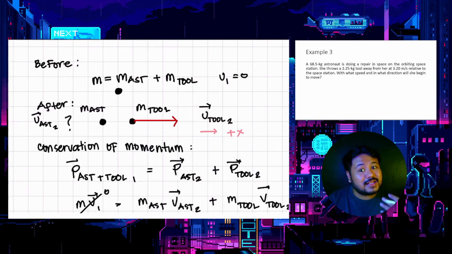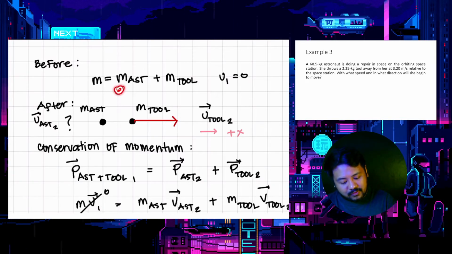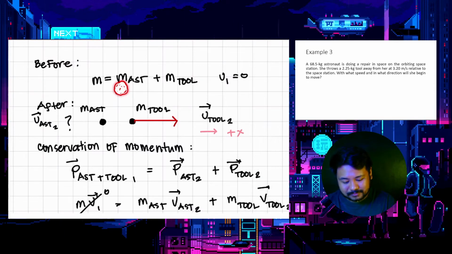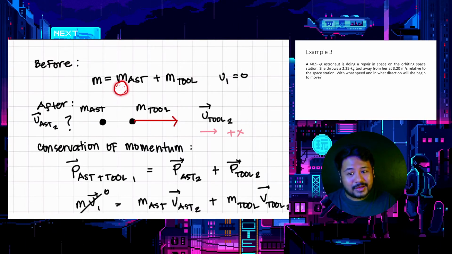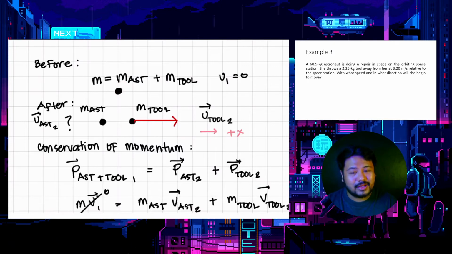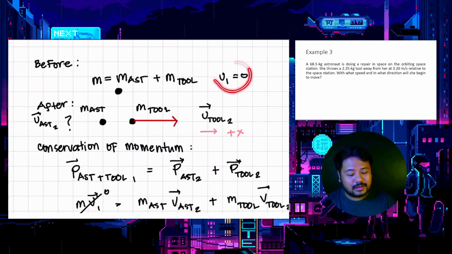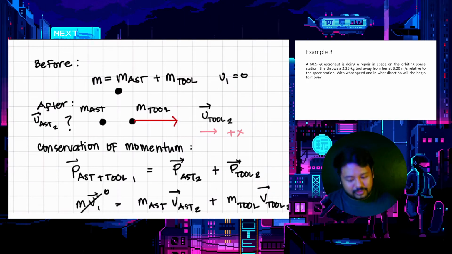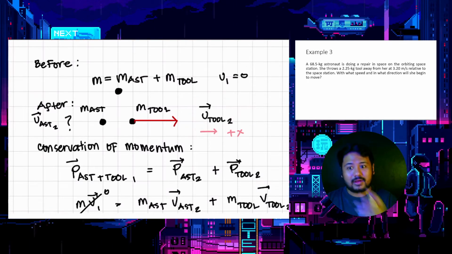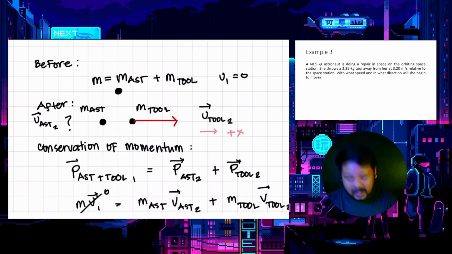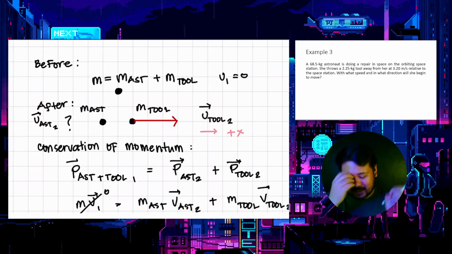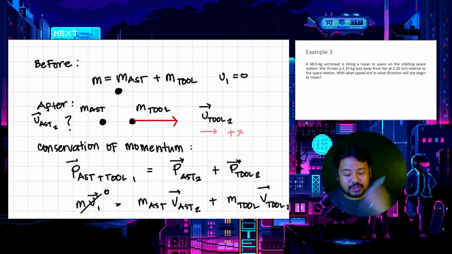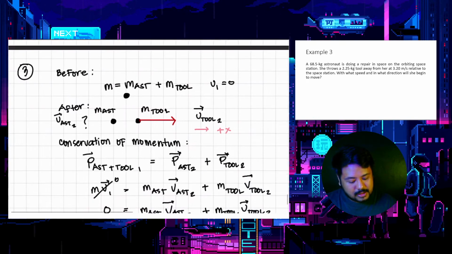This is actually very easy. This is from conservation of momentum only. We know that before she threw it, the mass of the astronaut and the tool is treated as one, and they are at rest. And then after throwing, the tool will move. It will have a velocity, as well as our astronaut, and they will be separated as she throws the tool.